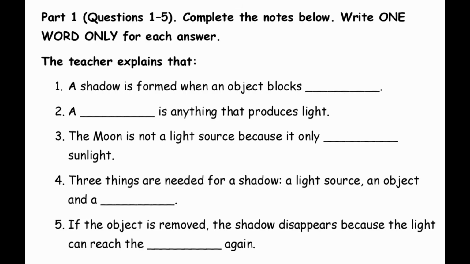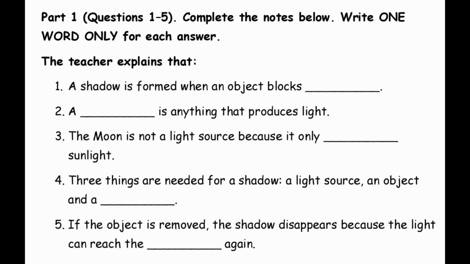Now, what do we call something that produces light? Is it called a light source? That's correct. A light source is anything that gives off light. Natural light sources include the sun and stars. Artificial light sources include flashlights, candles, and light bulbs. Not every object gives off light. For example, the moon only reflects sunlight, so it is not a light source.